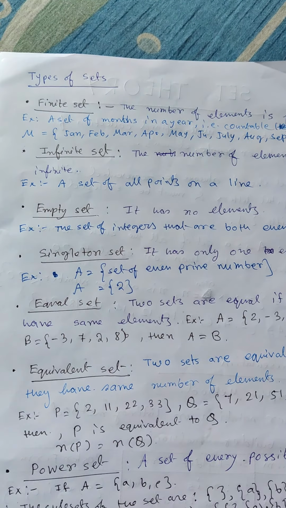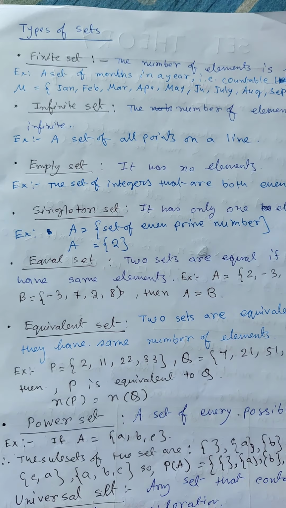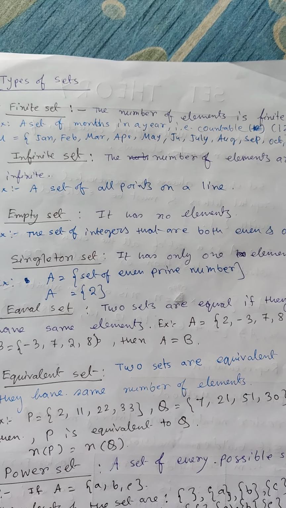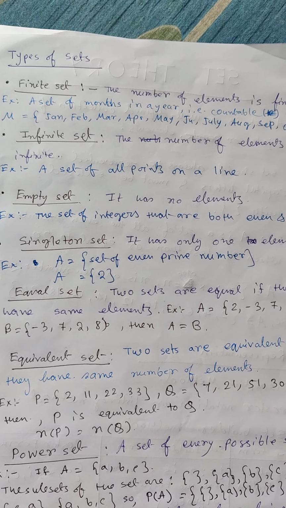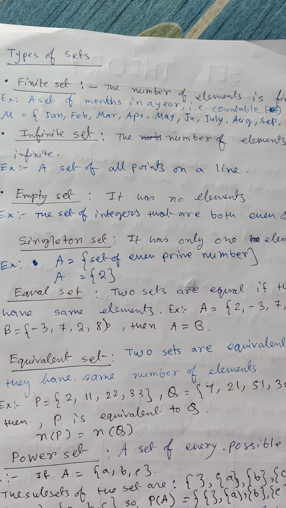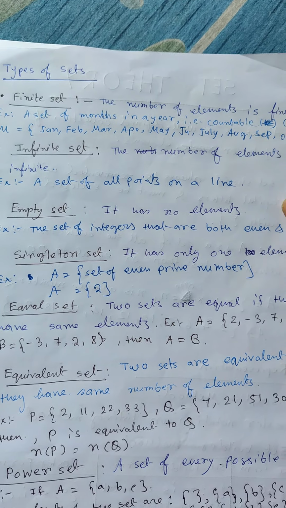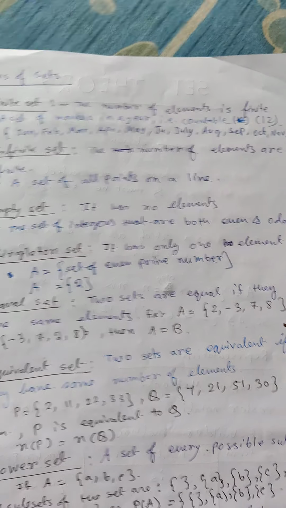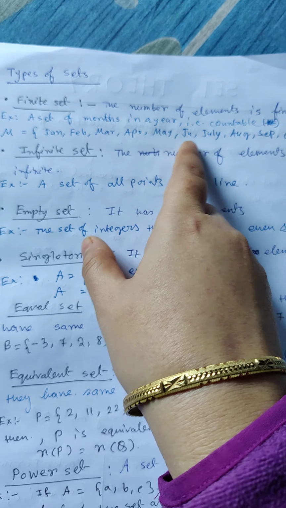Now the types of set. Different types of set. First one is the finite set. What is a finite set? When the number of elements in a set is finite, or we can count the number of elements, then it is called a finite set. Example: the set of months in a year. We all know that the number of months in a year is 12, so it's countable, and we can write this way: January, February, March, April, May, like this.